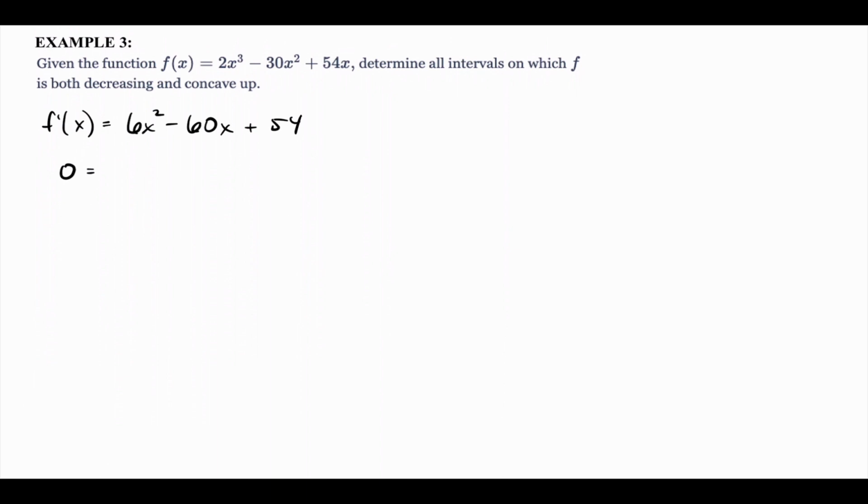Do the derivative on your own, but I'll talk it through since I'm recording this. The first derivative is 6x squared minus 60x plus 54. It's a trinomial, so GCF. I think I could divide them all by 6. So we get x squared minus 10x plus 9.